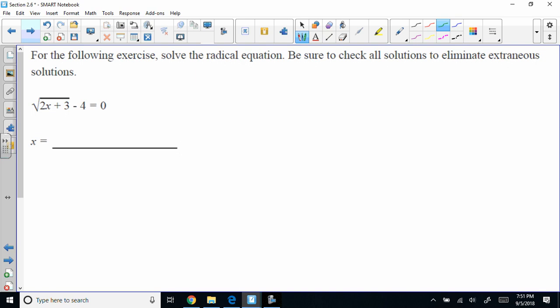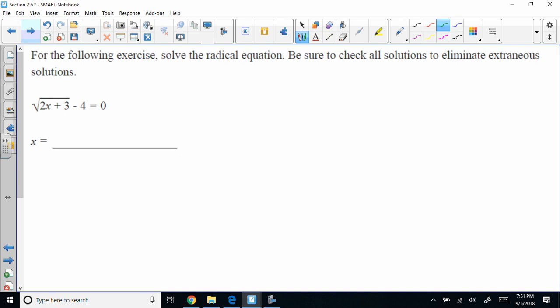Here's a square root problem. And we're going to solve a square root, and we're going to check for extraneous solutions. So I need you to understand one thing. In order to solve an equation with a radical in it, you must isolate the radical. And if you got two of them, you got to at least isolate one and divide and conquer, so to speak.